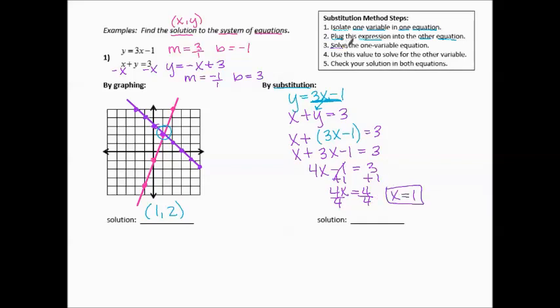So I solved my one variable equation, and now I'm going to take x equals 1 and put it back into my other equation. Use this value to solve for the other value. I have my x coordinate, now I need my y. So I'm going to write y equals 3, and instead of my x, I'm going to put the 1 that I just found, subtract 1. So y is equal to 3 times 1 is 3, minus 1, y is equal to 2. So I have here the point 1, 2.